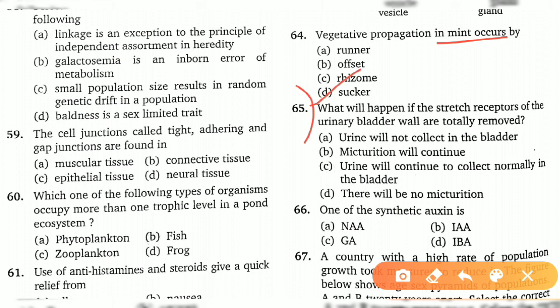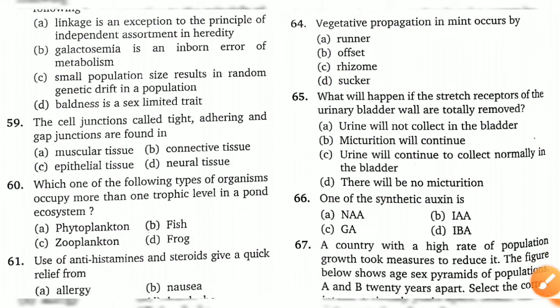Now 65th question. What will happen if the stretch receptors of the urinary bladder wall are totally removed? Options are urine will not collect in the bladder, micturition will continue, urine will continue to collect normally in the bladder, there will be no micturition. So the answer is urine will continue to collect normally in the bladder.